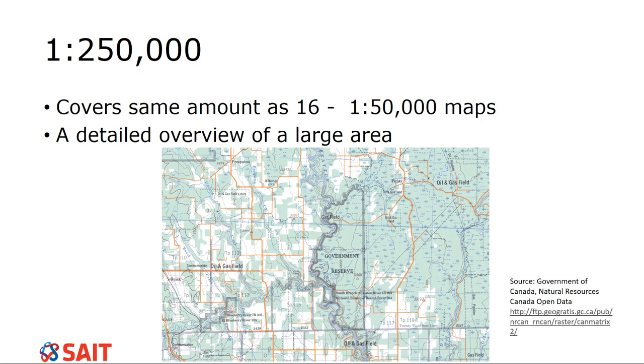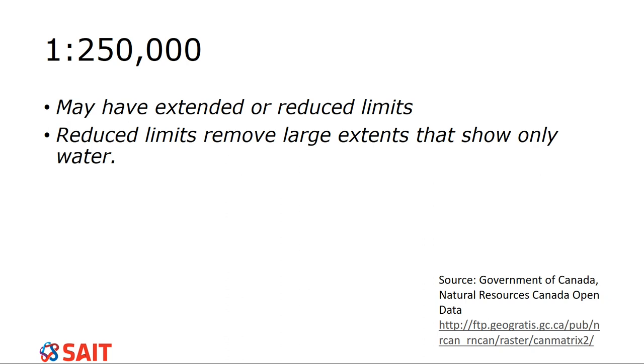So here is my 1 to 250,000 map example. It's just a really general overview of what we're seeing. Actually, the particular example you're looking at is still a 1 to 50,000, but the 1 to 250,000 covers the same area on the ground as 16 of the 1 to 50,000 maps. So it is a very small scale, covering a very large area. We don't tend to look a lot at the 1 to 250,000 maps unless you're trying to get a really quick overview. If you're looking for something more exact, then we would look at the 1 to 50,000.